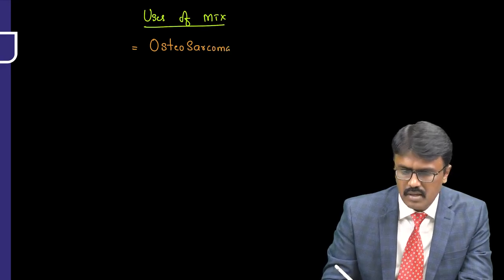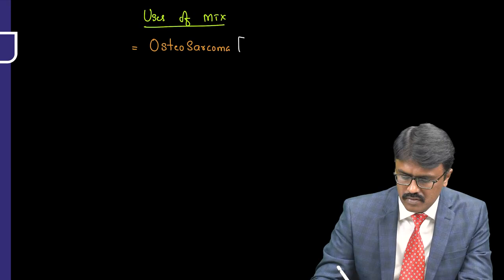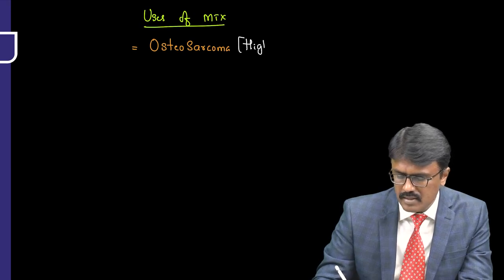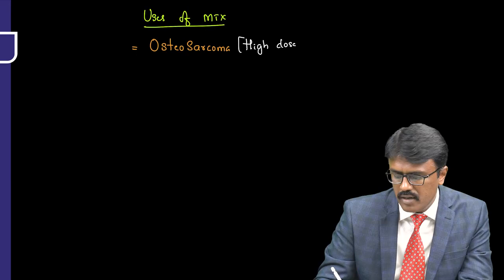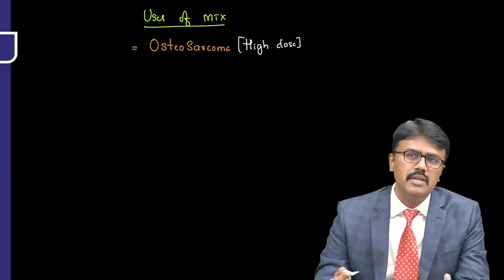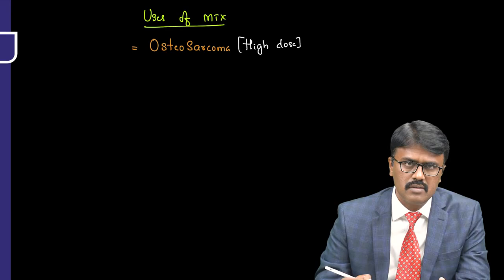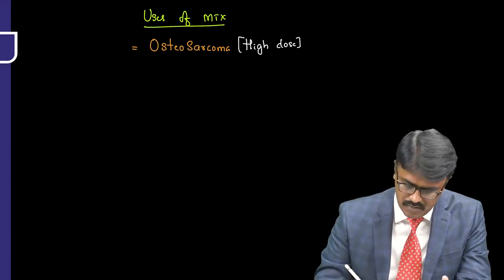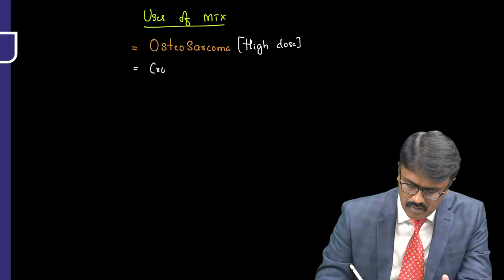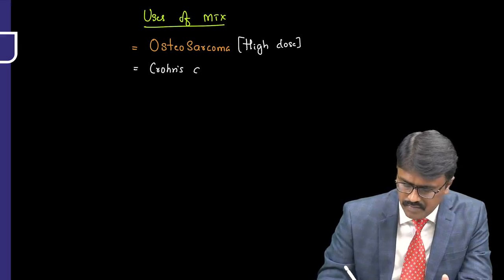So in osteosarcoma, it has to be used with higher dose. So remember in cancers, we use methotrexate high dose. In autoimmune disorder, we use it at medium or lower doses. But cancer, we use it at high dose. It is also used in Crohn's disease.